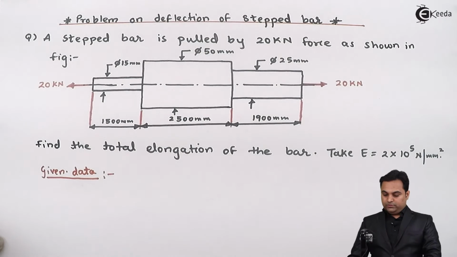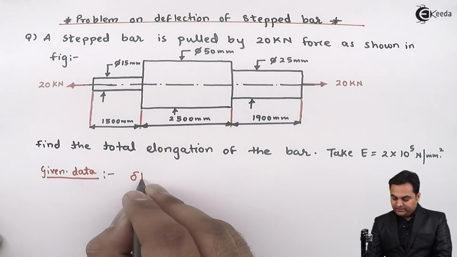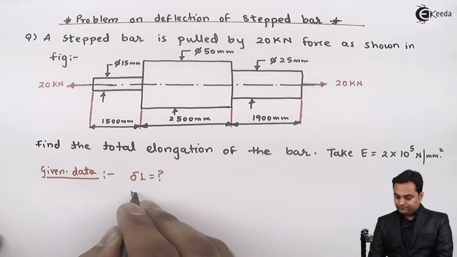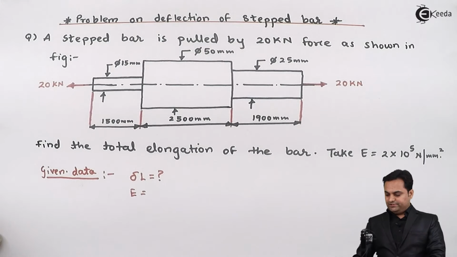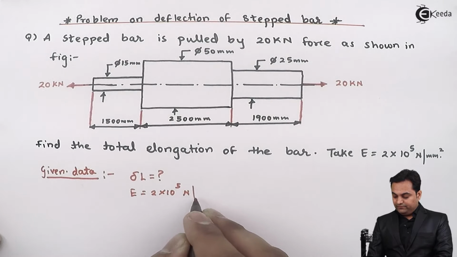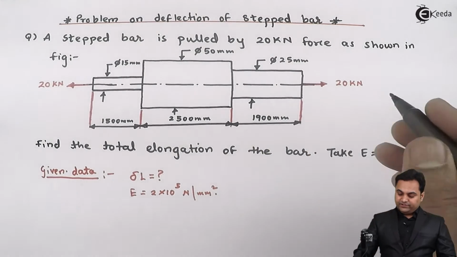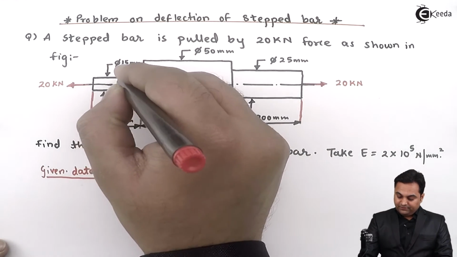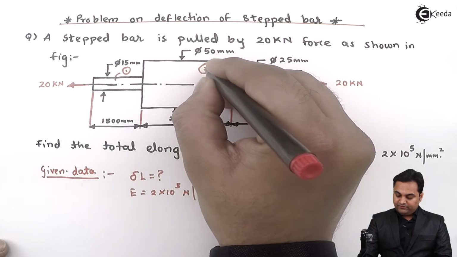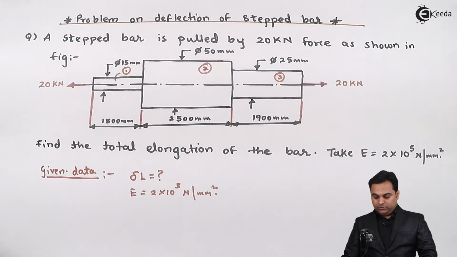Now here we have to find the total elongation. I'll denote it as delta L for the stepped bar. Capital E, Young's modulus, 2 into 10 raised to 5 Newton per mm square. Next, here we have three different sections, so I'll call the diameter 15 section 1, diameter 50 would be section 2, and here diameter 25 becomes section 3.